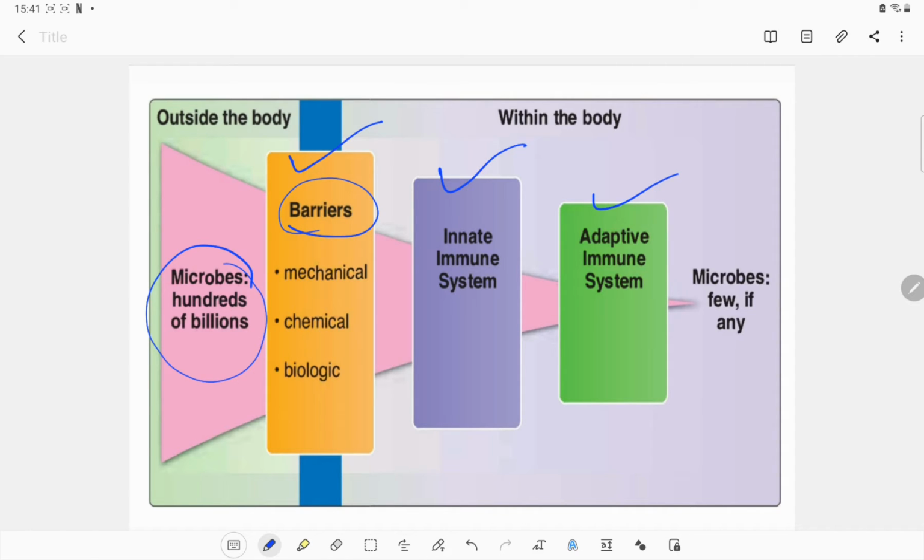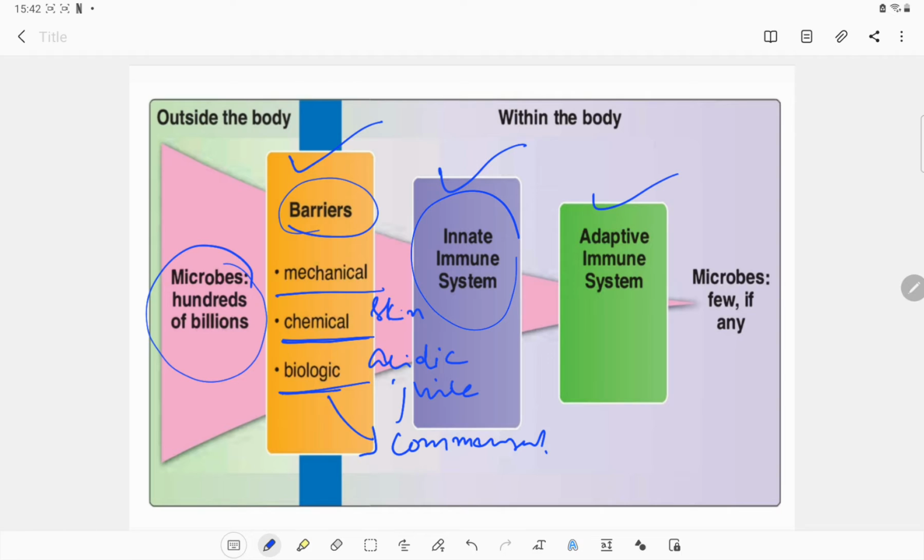The first barriers, like the mechanical barrier, for example our skin. The skin protects almost most of our body. It protects us from injuries, from the microorganisms, from so many things. Second thing is the chemical barrier. Chemical barrier is something like the acidic juice within our stomach. This is one example. And the biological barrier. Biological barrier is the commensals that are present either in the oral cavity or in the nostrils or in the intestinal system. All these things help as a first line of defense against the invaders.